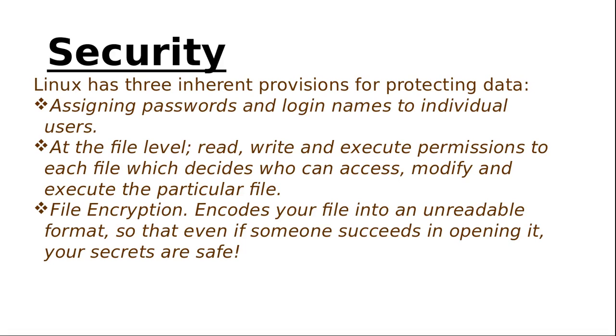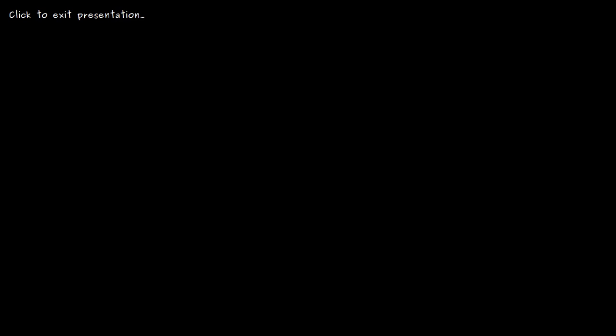You may reserve read and write permissions for yourself and leave others on the network free to execute it, or any such combination. Lastly, there is file encryption. This utility encodes your file into an unreadable format so that even if someone succeeds in opening it, your secrets are safe. Of course, should you want to see the contents, you can always decrypt the file or decode the file.